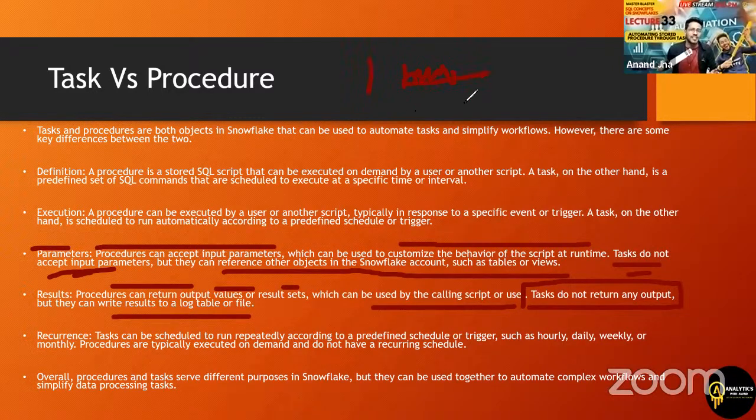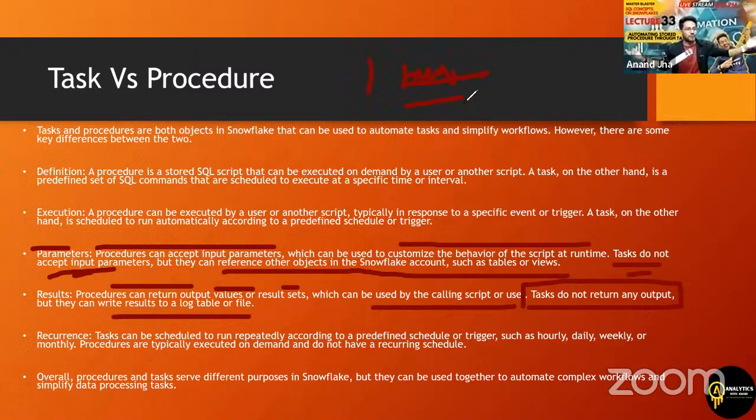Today the scheduler I am going to use is 1 minute. Every 1 minute, you will see how the data is getting updated. I will run the scheduler every 1 minute because this is a live class and I want to show you, so I cannot keep 5 or 10 minutes. But in reality, you will never keep 1 minute because in Snowflake, if you keep 1 minute, your script will run every 1 minute.